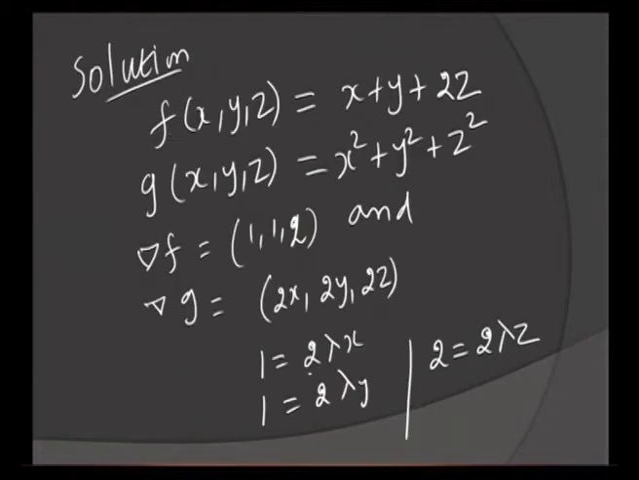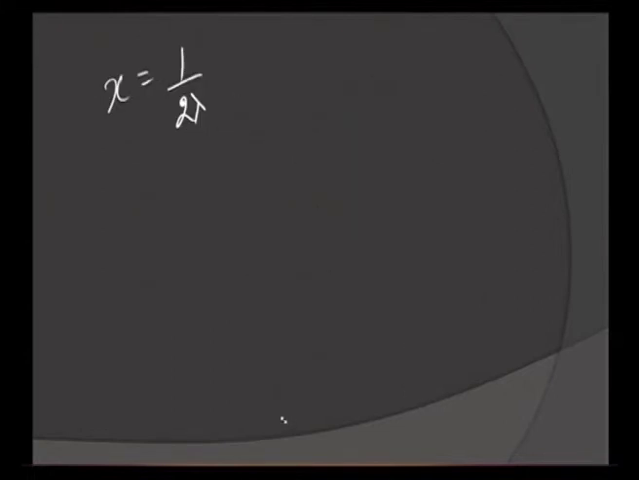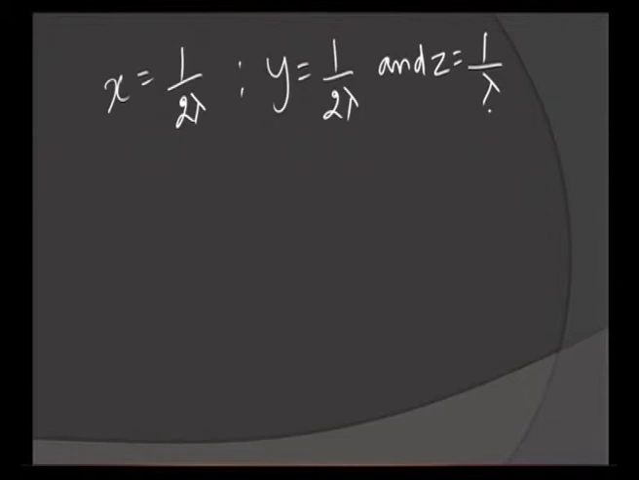Earlier you got 1 is equal to 2 lambda x, so x is equal to 1 by 2 lambda. Like that, 1 is equal to 2 lambda y, so y is equal to 1 by 2 lambda. The value of y also will be y is equal to 1 by 2 lambda, and z is equal to 1 by lambda. These are the values we obtain in terms of the Lagrange multiplier.